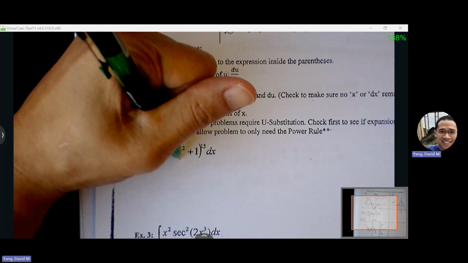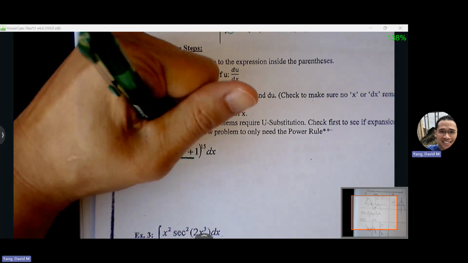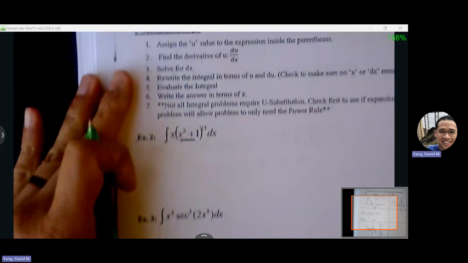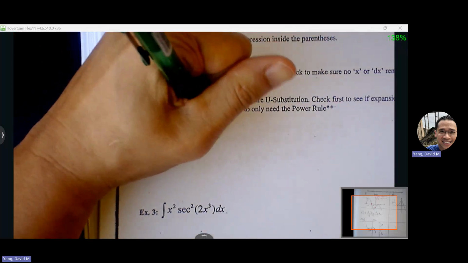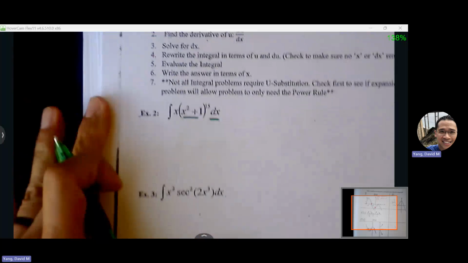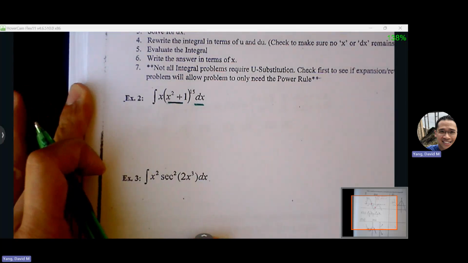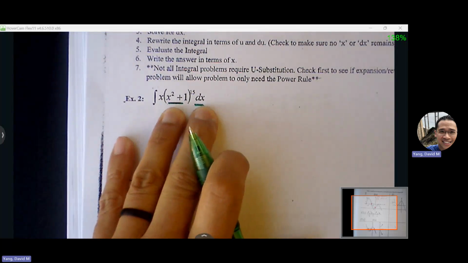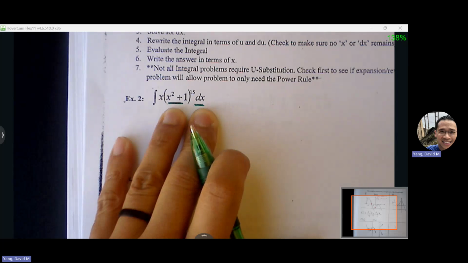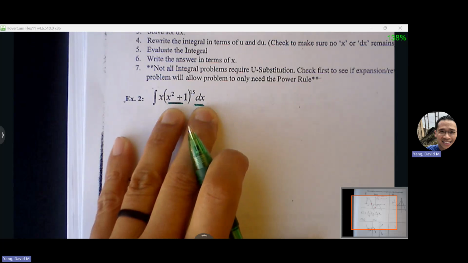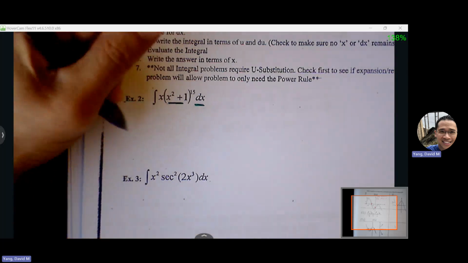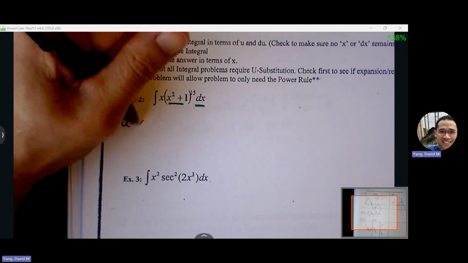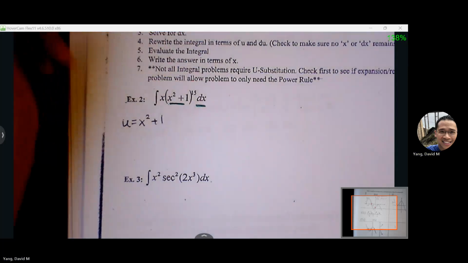So here, it's pretty obvious that our u value is going to be the x squared plus 1. So I want you to underline the portion inside the parentheses, and also underline the dx, because these are going to be your initial expressions that you substitute. Our goal is to eventually convert these from x to u, and then we'll see what's left over, and then see if we can get it to match one of the rules that's available to us.